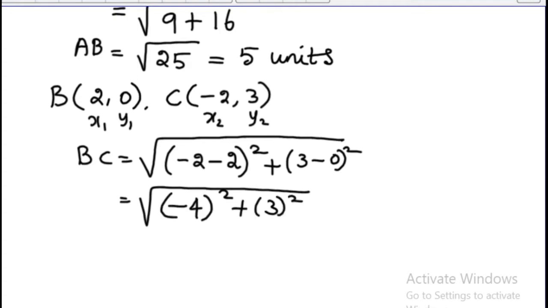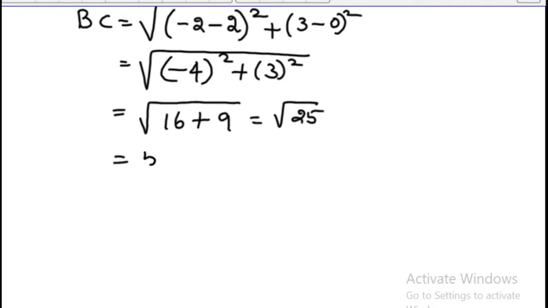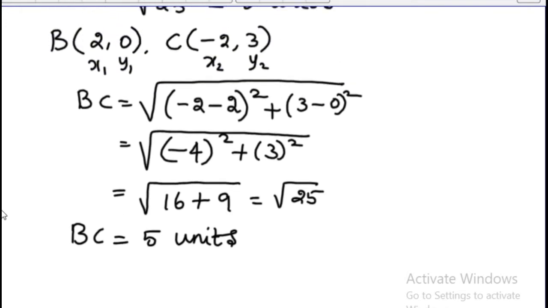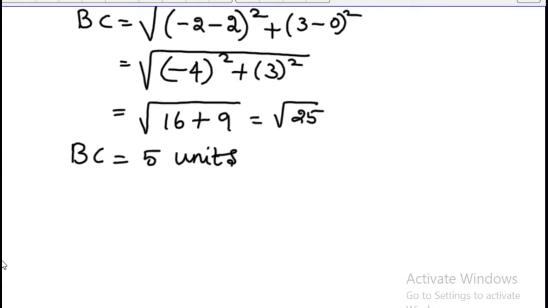Therefore minus 4 square means you will get 16. 16 plus 9, that is equal to root of 25. It becomes 5 units. So this is BC. Then, already we get the two values equal, that AB and BC, but you should find the third side also, no problem.